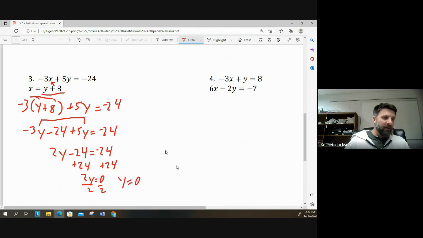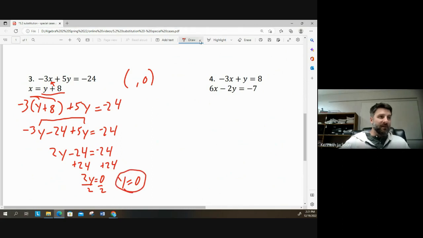Y equals 0. Well, if I end up with a value y equals 0, that means that these lines do cross. And I need to find the ordered pair where they cross. I have half of my answer. Half of my answer is something, comma, 0. Because y is equal to 0.